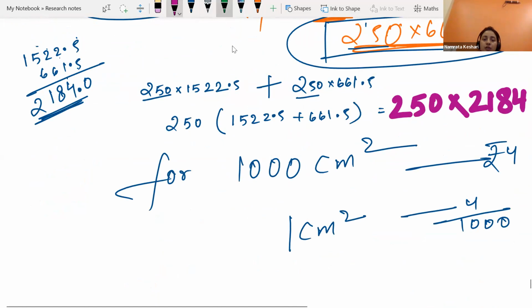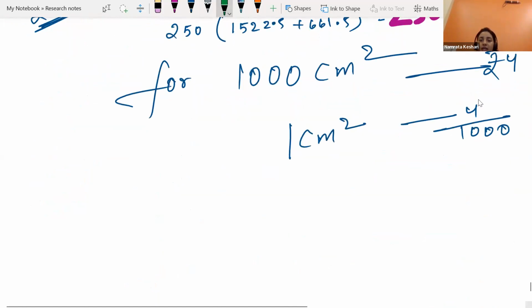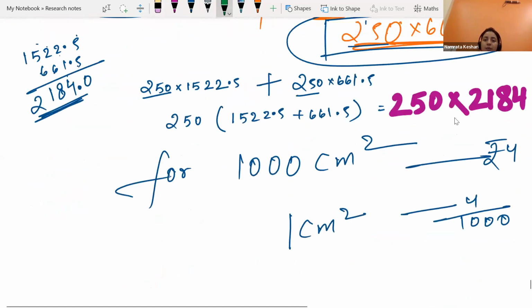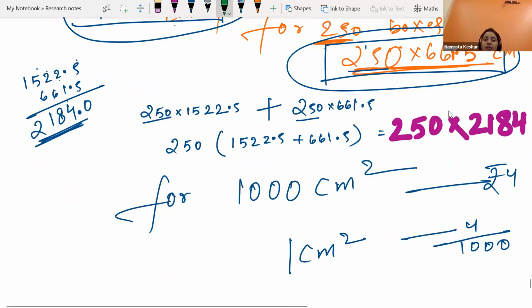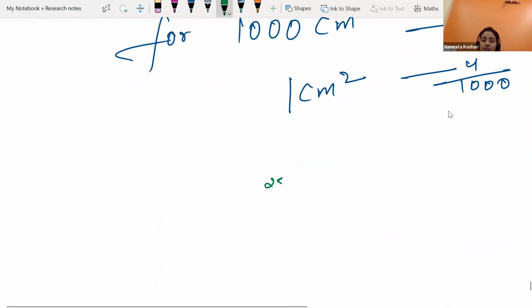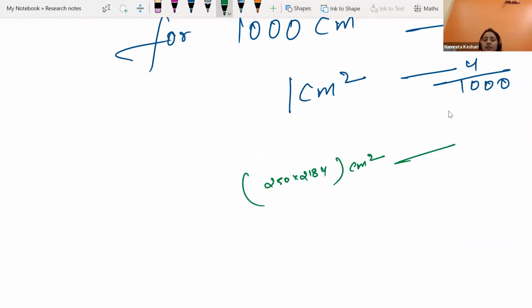Okay, so 1 centimeter square price is this. So what will be the price of 250 into 2184 centimeter square? Let's do the multiplication with 4 by 1000. Yes or no? Yes, ma'am. Everyone is getting it? Yes, ma'am.